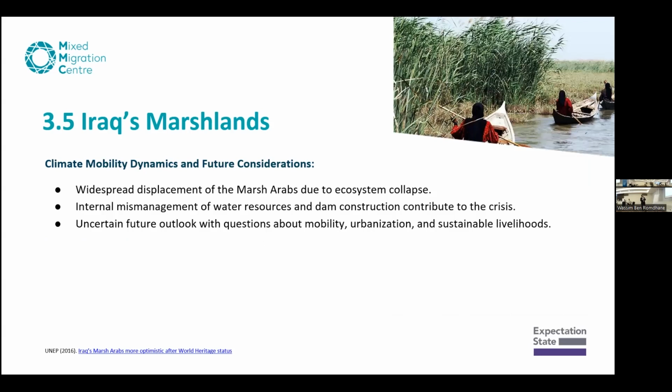Especially in terms of the ecosystem collapse and its relationship to displaced people and how to try and preserve their culture and so on, and how internal mismanagement of water resources and dam constructions upstream have increased the suffering of the Arab Muslim people.